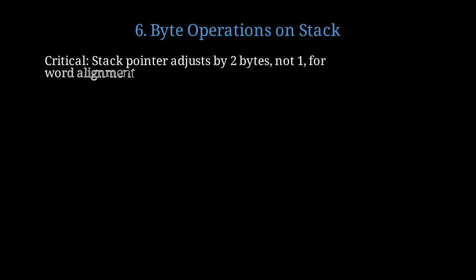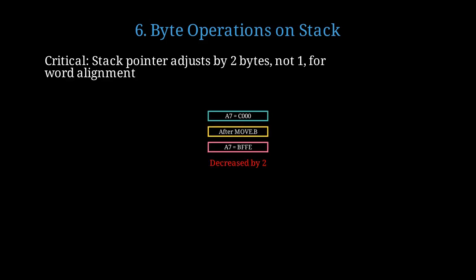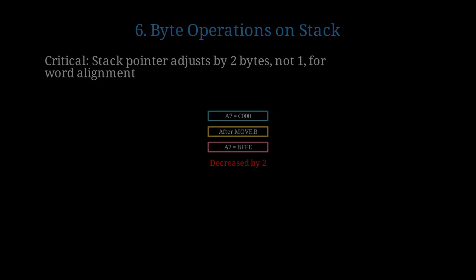Byte operations on the hardware stack have a special behavior. When performing byte operations on A7, the stack pointer is adjusted by 2 bytes instead of 1 to maintain word alignment. Even though we're moving a single byte, the stack pointer decreases by 2 bytes from C000 to BFFE.